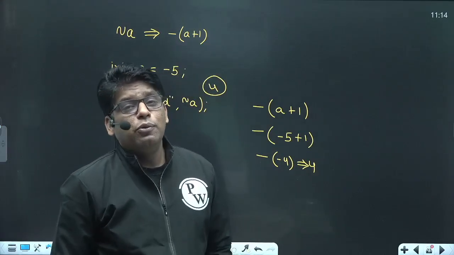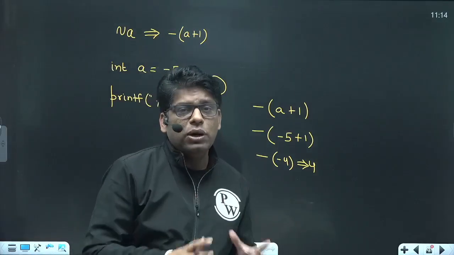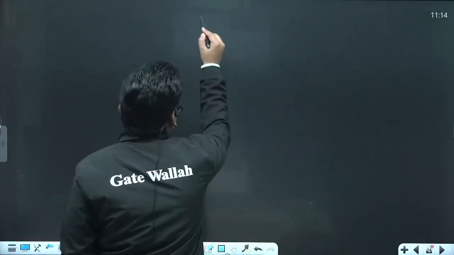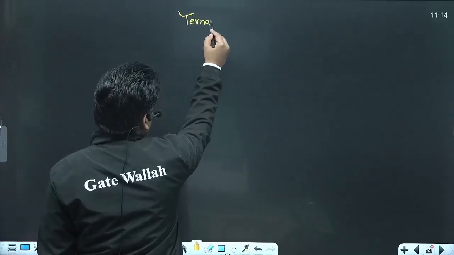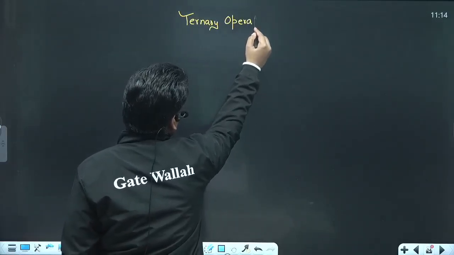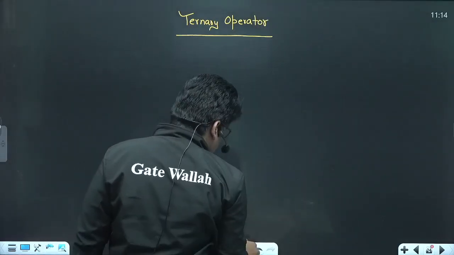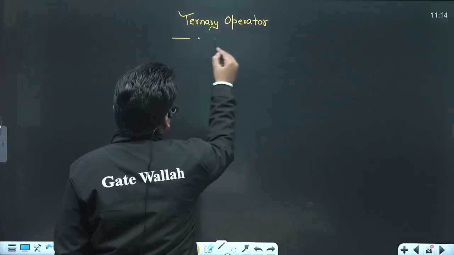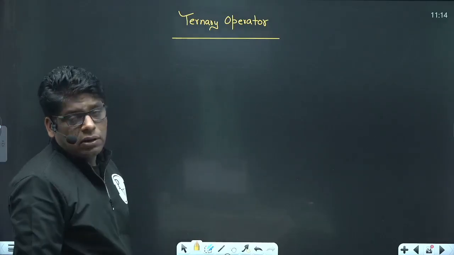Now we know what the complementation operator is. Do we know more assignment operators? Yes, we know the assignment operator. Okay. So let's understand the next operator called the ternary operator. The only operator in C language that takes 3 operands as arguments.